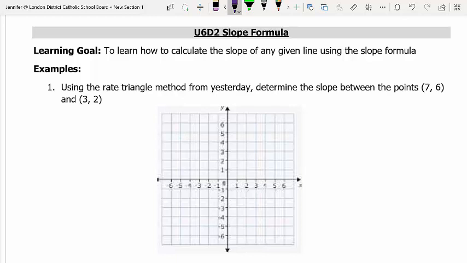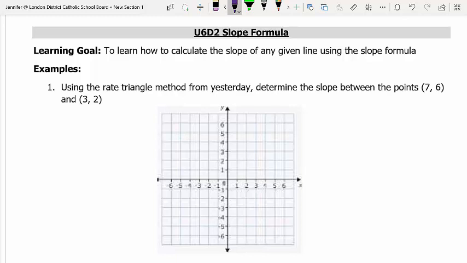And this is actually the way you're going to do it for the rest of grade 9 and into grade 10. So this is the method you want to be very comfortable with. But it's an extension off of the rate triangle method. So we're going to get right into an example. Using the rate triangle method from yesterday, figure out the slope between the 2 points listed.